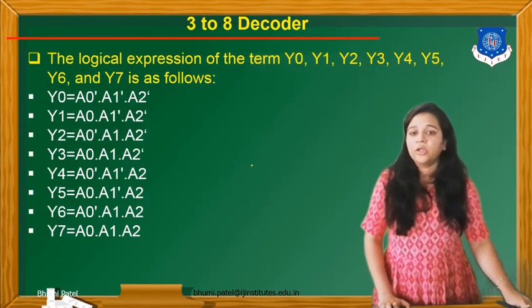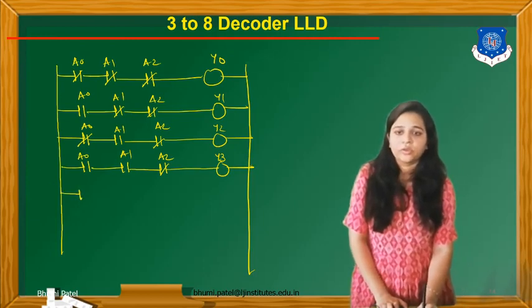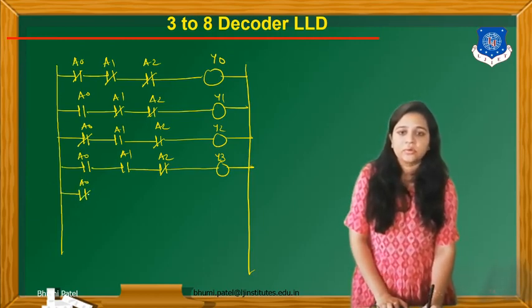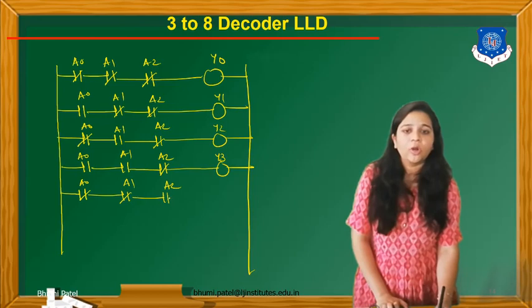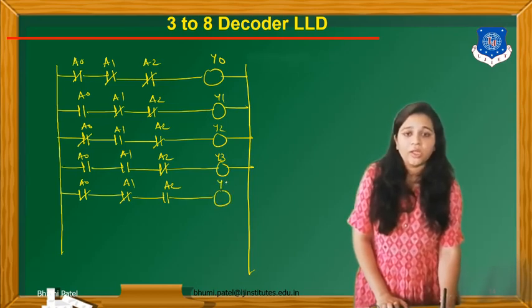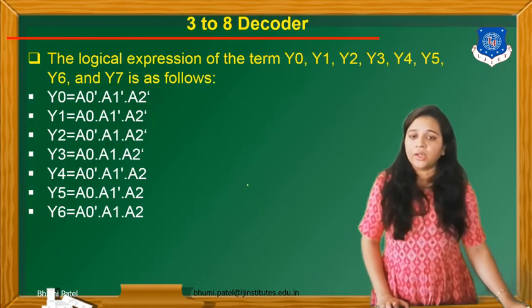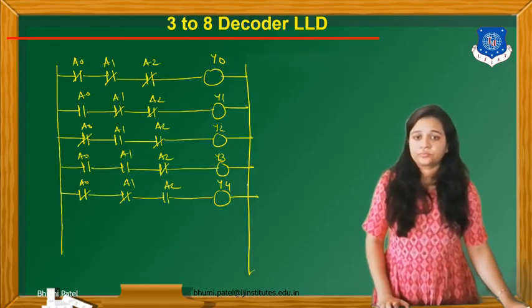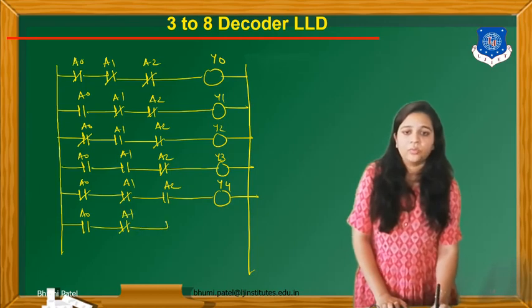Now for Y4: A0', A1', A2. Whenever there is a complement, we put a normally closed contact, and wherever there is no complement, we put a normally open contact. For Y5, it is A0, A1', A2. This is for Y5.